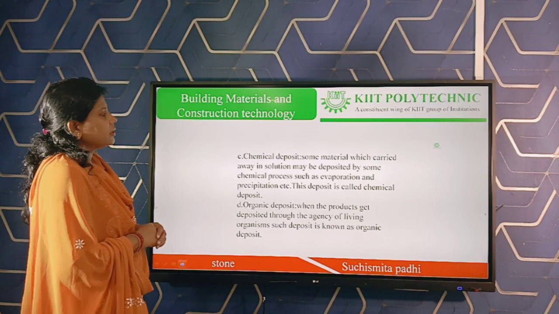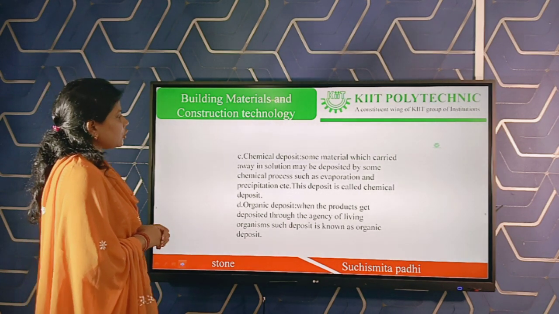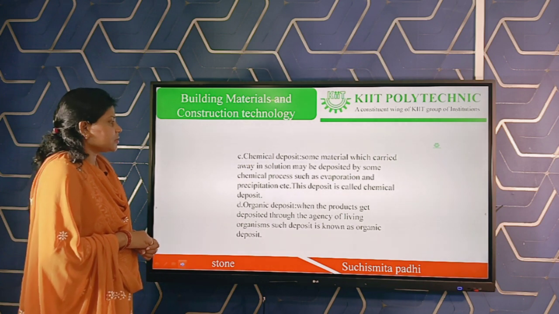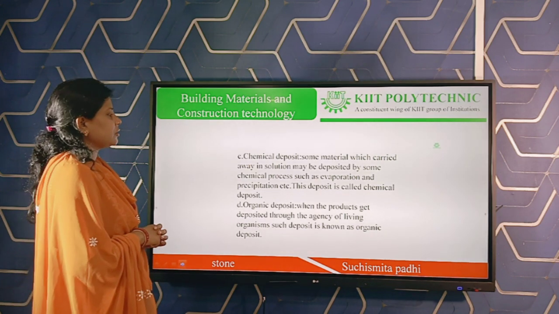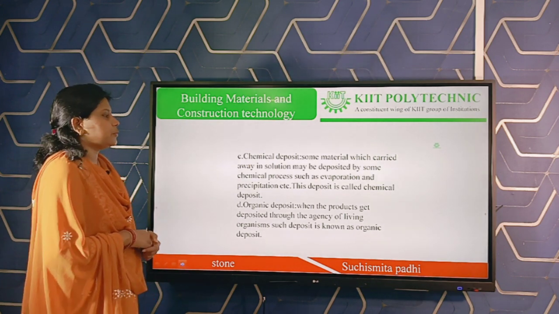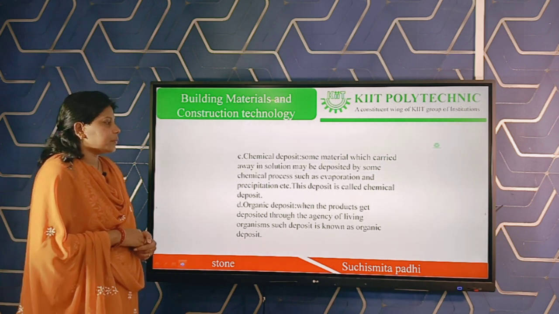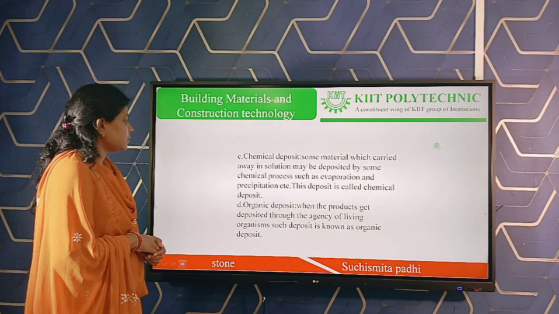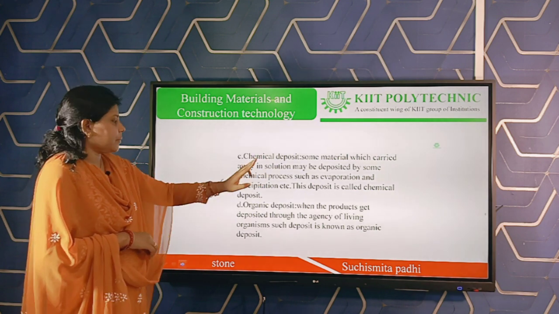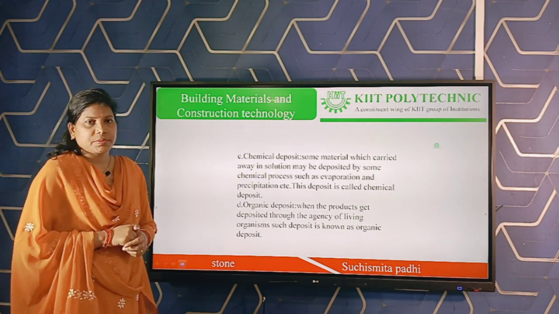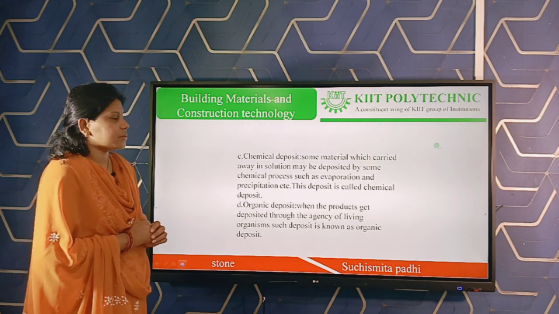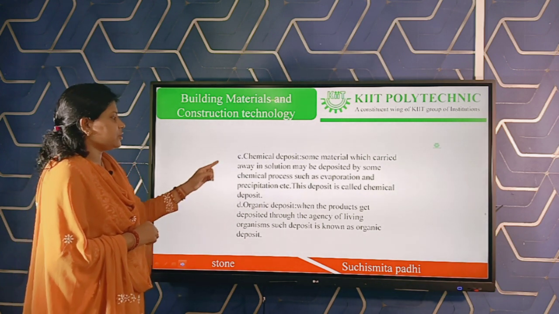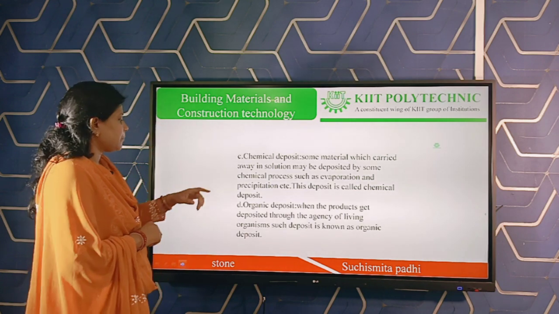Chemical deposit. Some material which is carried away in solution may be deposited by some chemical processes such as evaporation and precipitation. This is known as chemical deposit. These processes are done by chemical processes like evaporation and precipitation. Due to evaporation and precipitation, if some deposits are formed, then that deposit is known as chemical deposit.